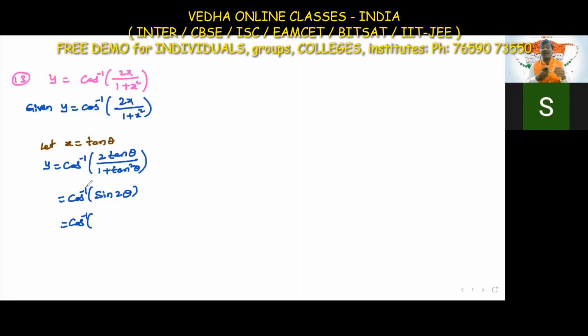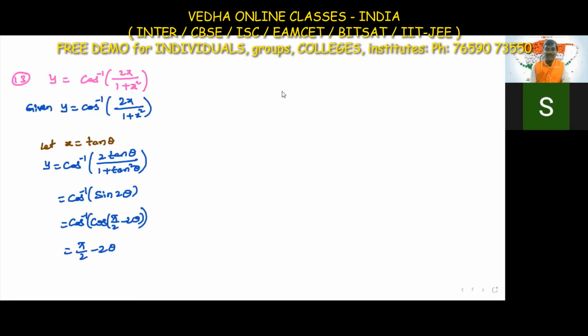But we have the concept, cos 90 minus theta is equal to sine theta. So this sine theta I am writing as cos 90 minus theta. So that means cos of pi by 2 minus 2 theta. So we can cancel the cos and cos inverse. So we get pi by 2 minus 2 theta.